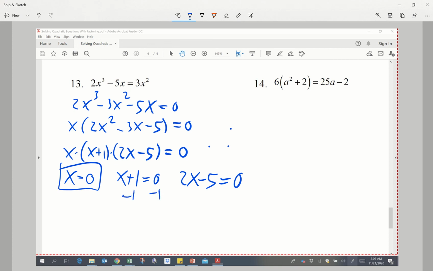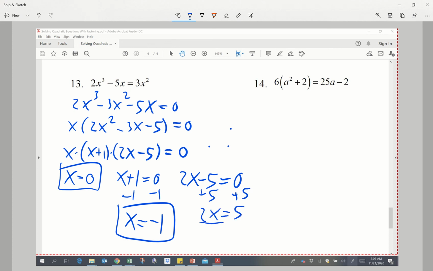For the middle one, we'd have to subtract 1 from both sides. We would get the solution x equals to negative 1. And for the last part, we would need to add 5 first. That would give us 2x equals to 5. And then we would divide both sides by 2. And we would get x equals to 5 halves.